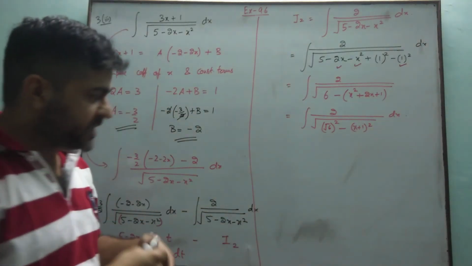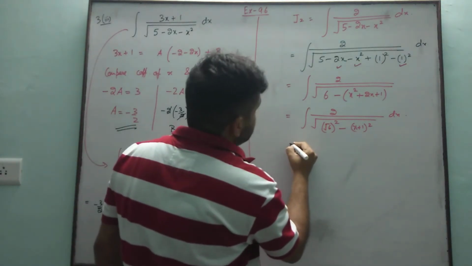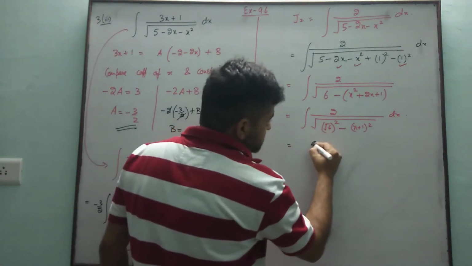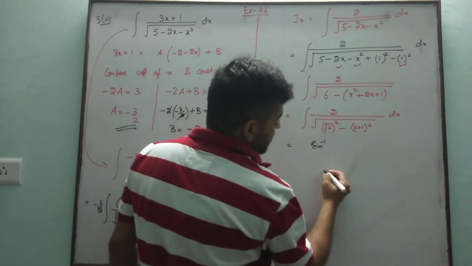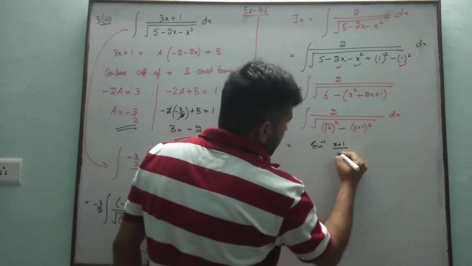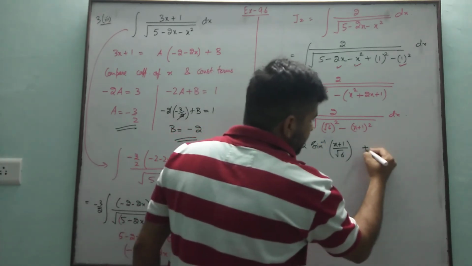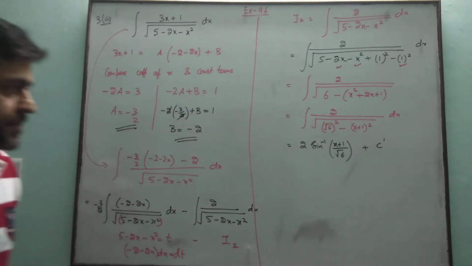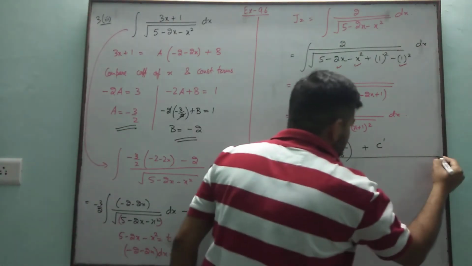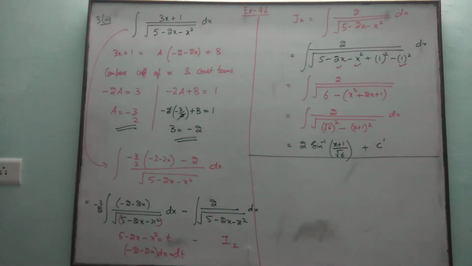Then what will be the integration here? That is sine inverse of x upon a, and this 2 will be there, plus, let us say c dash, right? Now the integral of the I1 part.